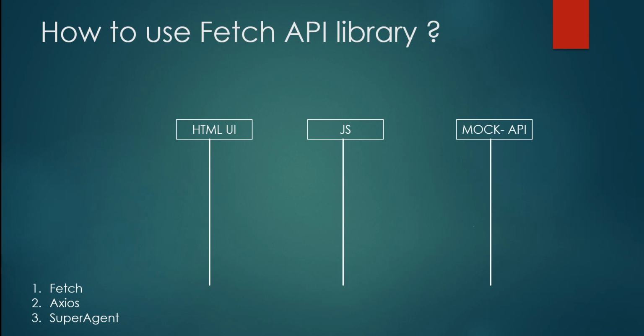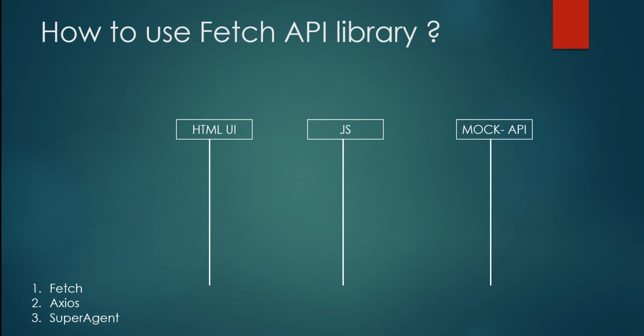Hi, today we'll see a simple HTTP request library like fetch to retrieve the data. So we have here three layers. One is the HTML UI, JavaScript, and the mock API. The mock API will be the JSON server exposing the resources.